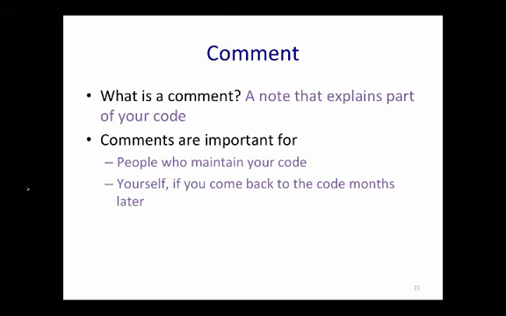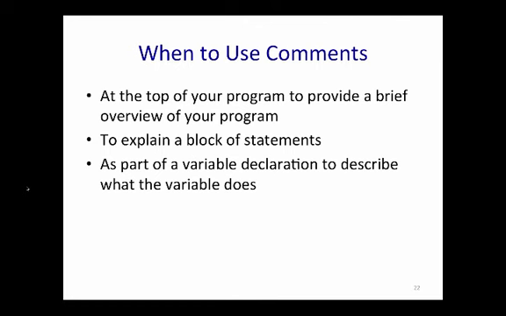The last thing we're going to talk about is comments. And a comment is a note that explains part of your code. It is discarded by the compiler when it compiles your code to machine language or to object code. But comments are important both for the people who maintain your code, for the teaching assistants who look at your code, and also for yourself if you come back to the code months later. And there's a number of places that you typically use comments. So first of all, there's normally a block of comments at the top of your program giving an overview. It's like an introduction to a paper or an abstract.